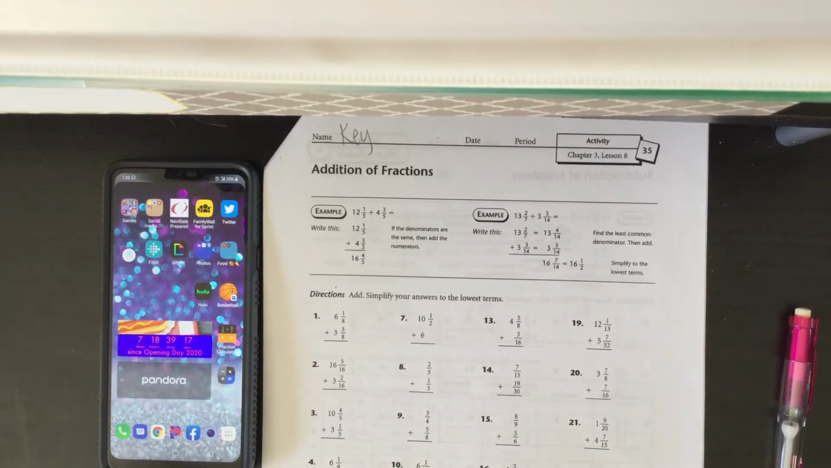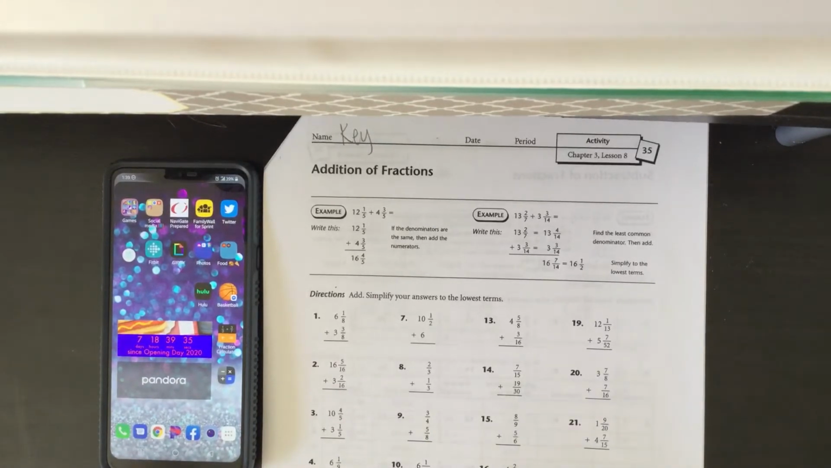We are on chapter 3, lesson 8, activity 35. As you can tell, we're going to be working on adding fractions. Now, all of you have learned this. Most of you might remember, most of you might not remember, and that's okay. We're here to jog your memory.